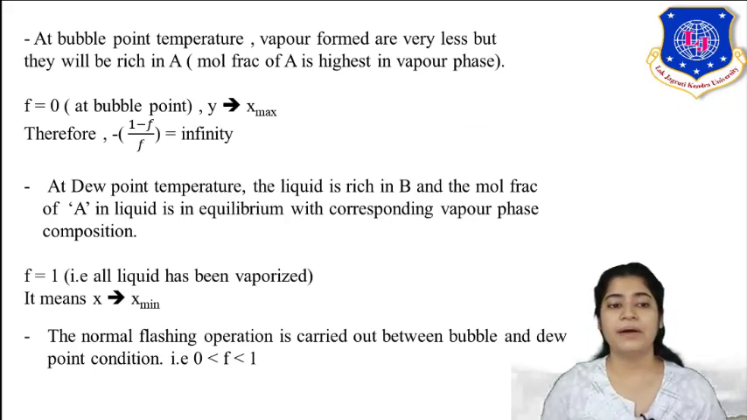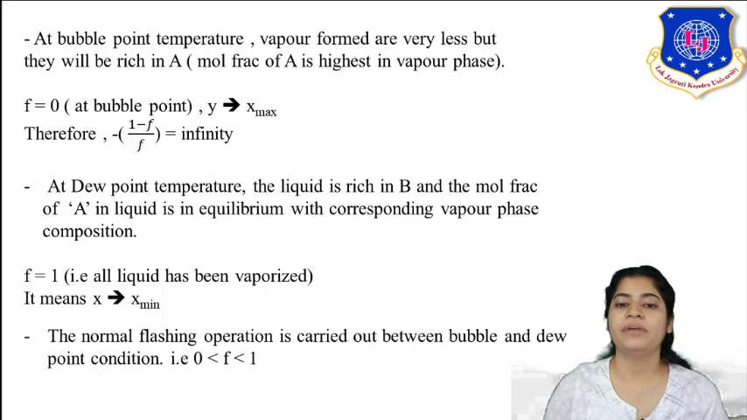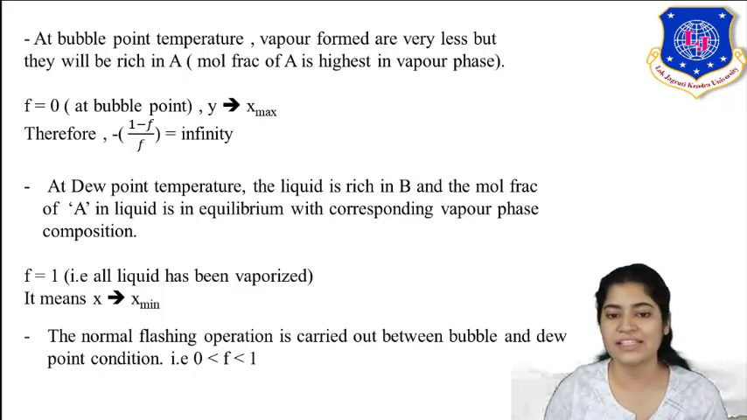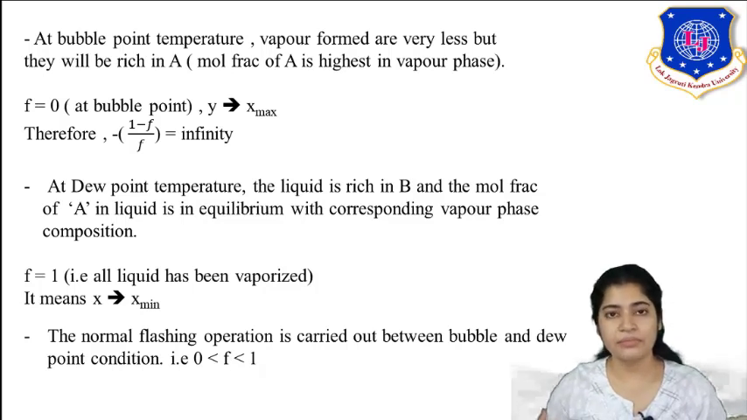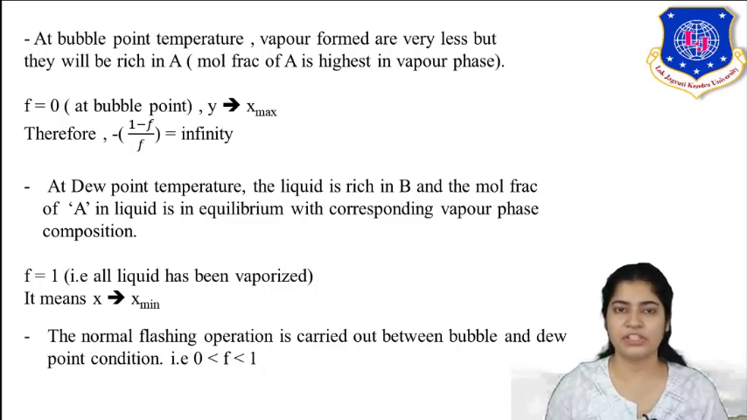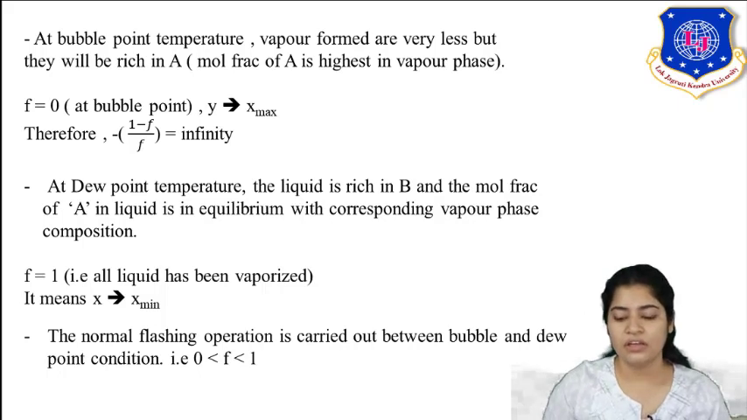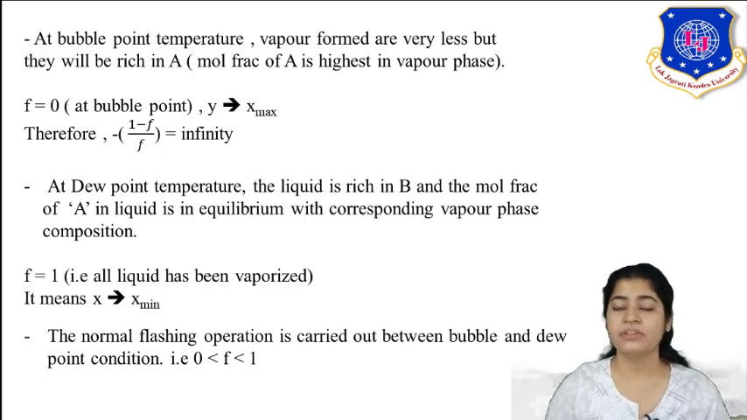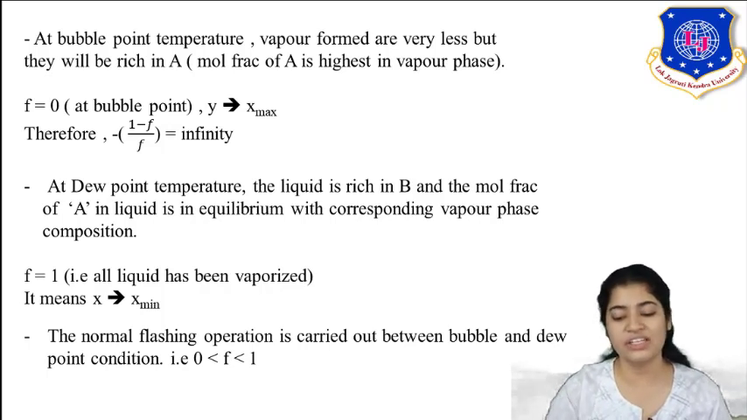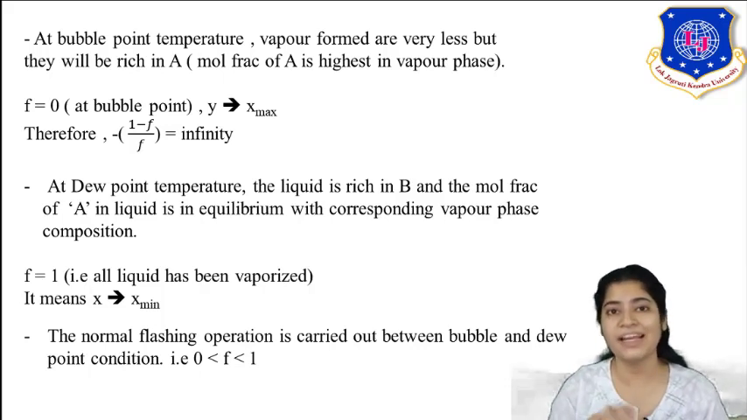Now, at bubble point temperature, vapor formed are very less, but they will be rich in A. It means your mole fraction of A is highest in vapor phase. Now, if I am heating my mixture at bubble point temperature. What is bubble point temperature? The temperature at which bubble starts to form. It means your vapors are starting to form, but first what will come out? Of course, the more volatile component will come out. Here the amount of vapors would be very less. It is just starting to vaporize, so amount is less, but it would be rich. It will be highly rich in what?